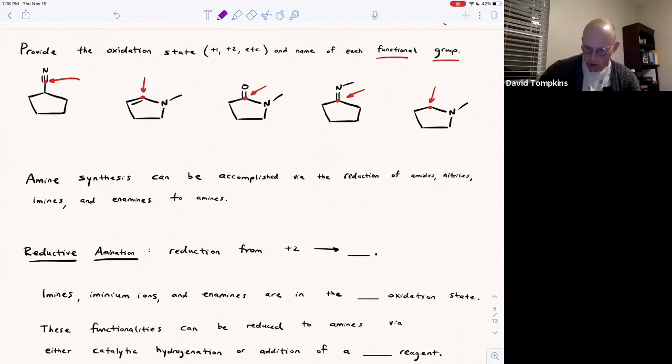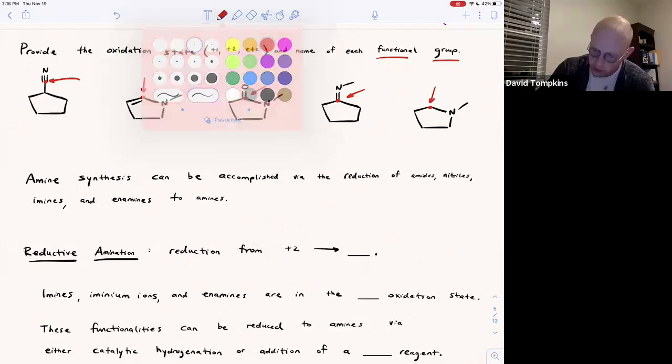So next I want to go through some other ways to make amines. And these are through what's called reductive amination. But we have to start by recalling some of the various oxidation states of nitrogen-containing functional groups that we've seen this semester.